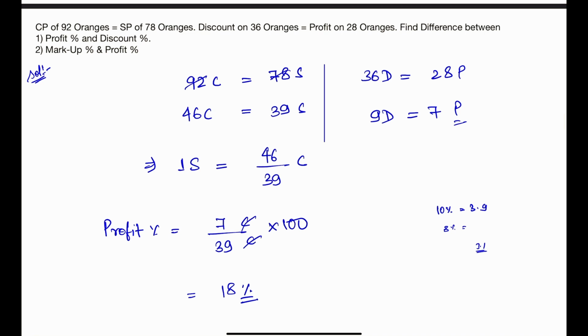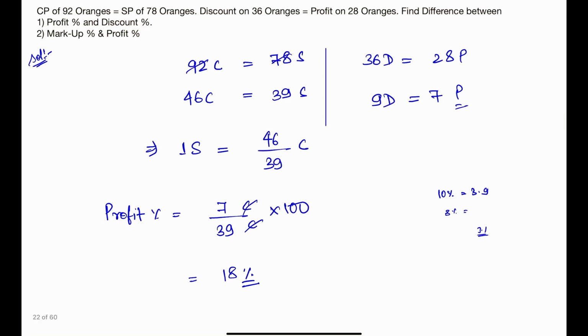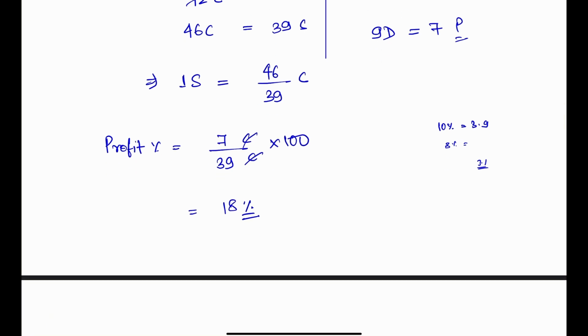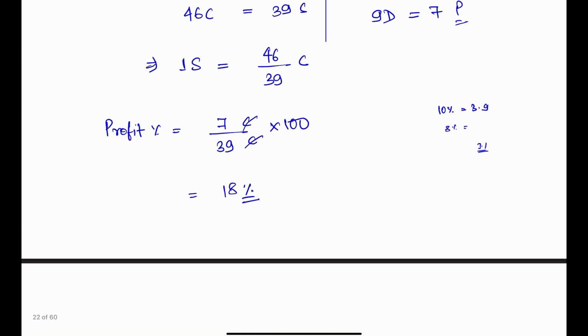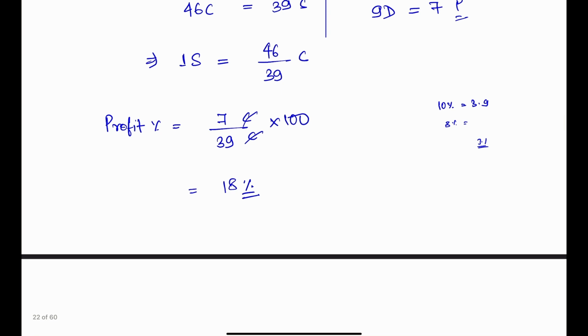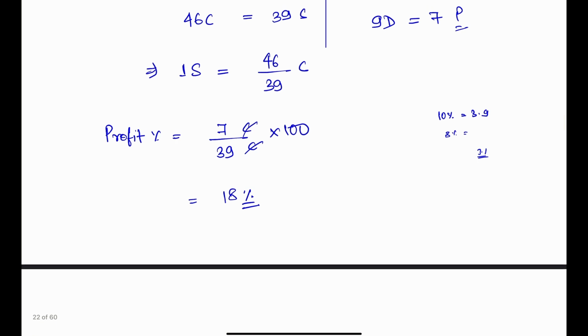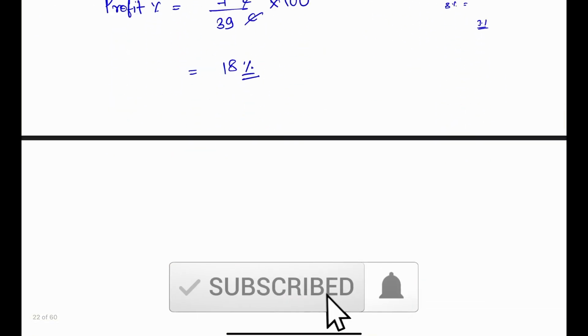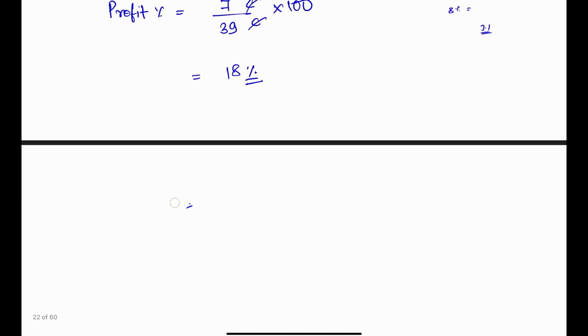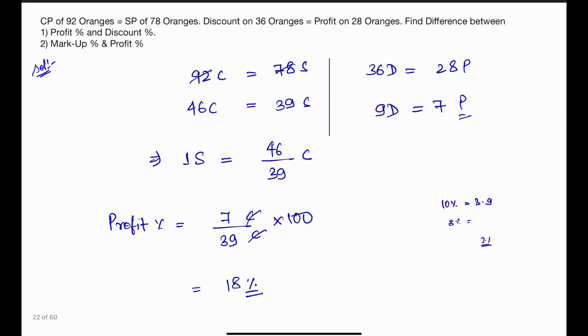Now the question is discount percentage. How to find the discount percentage? So suppose if I'm selling 46, when I'm selling 46C, or let's just, discount percentage, how to find now?